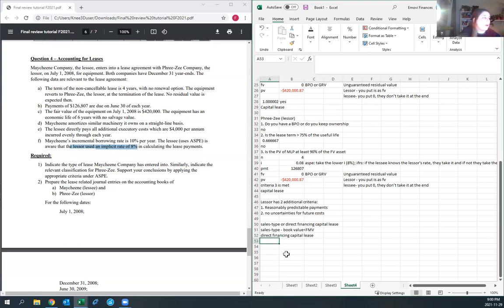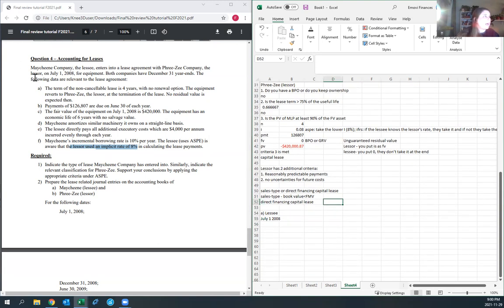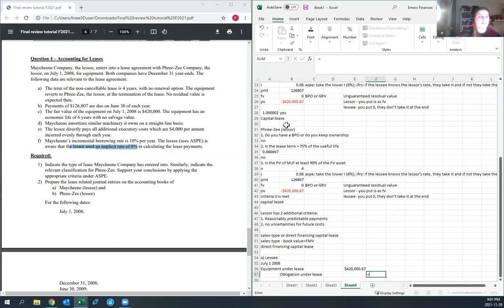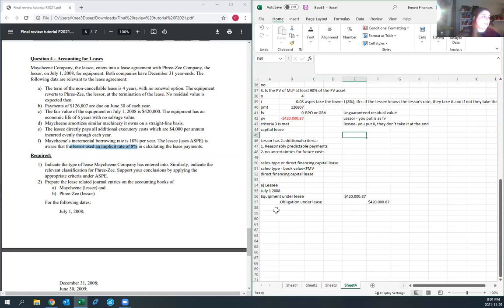All right, so 2, prepare the lease related journal entries on the accounting books of the lessee and the lessor for July 1st, December 31st, and June 30th. So I'm going to do first for the lessee. I'm going to do July 1st, 2008. On July 1st, 2008, they entered into the lease agreement. So the lessee, they gain an asset. They gain the equipment under the lease. I think it was equipment. And they now have the obligation. The amount that you're putting here is your present value of the minimum lease payment. And that's it for July 1st.